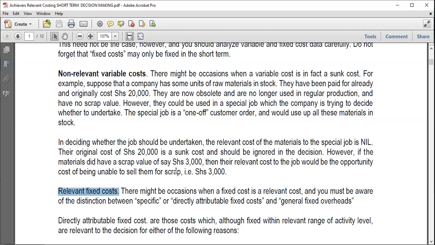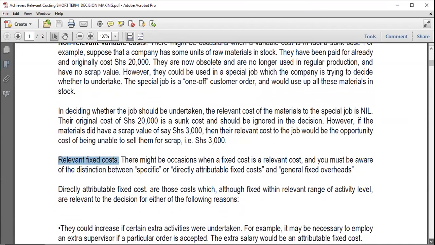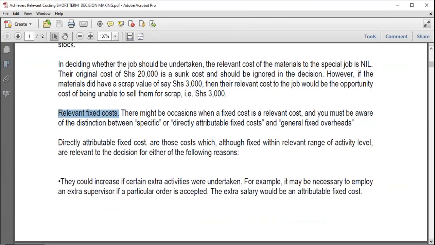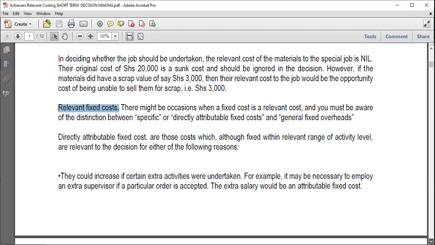Maybe you're going to add another supervisor to supervise that kind of production. And so it means that this supervisor will be paid a certain amount of money. So yes, this supervisor's salary may not be directly attributable to the product, but it is coming in because of this new order. You get it? So it's good for you to understand such cases. All is within the notes here. You can read and try to clarify yourself.